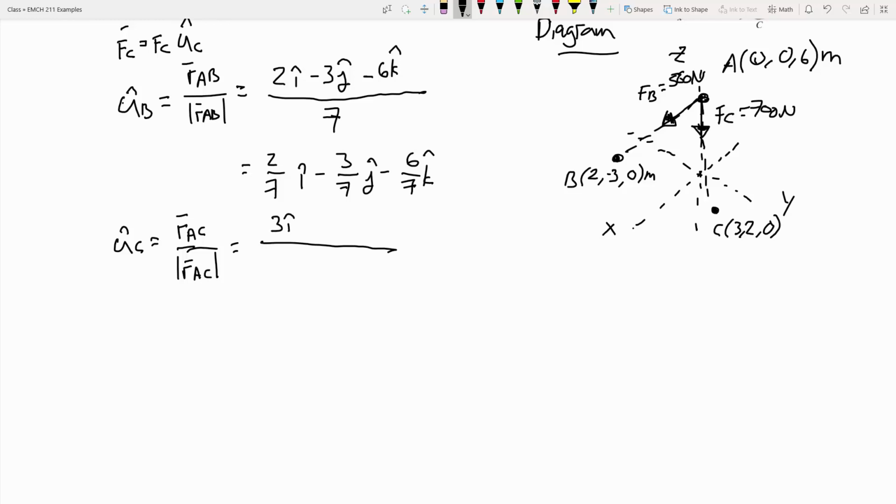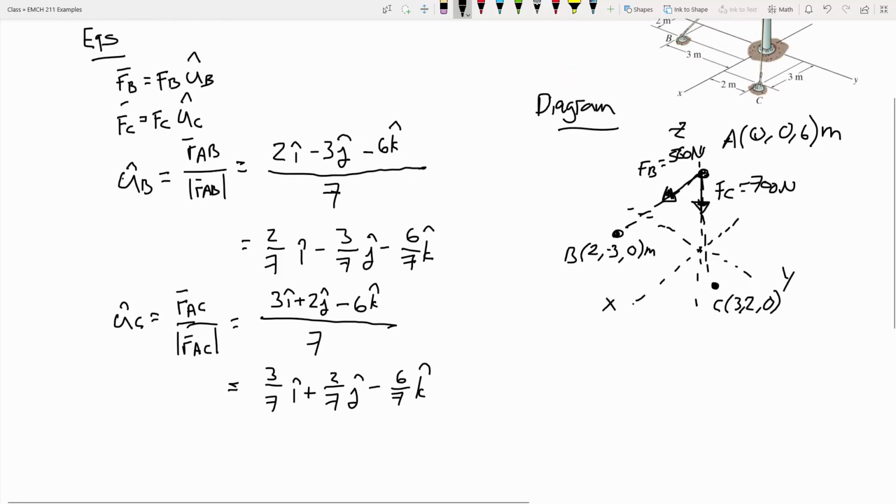So 3 minus 0 is going to be 3i, and 2 minus 0 is going to be plus 2j, and then 0 minus 6 will give me a negative 6k. The components of this, 3 squared plus 2 squared plus 6 squared, is actually the same as the previous one, so it also will have a magnitude of 7. So this is going to be 3/7 i plus 2/7 j minus 6/7 k.